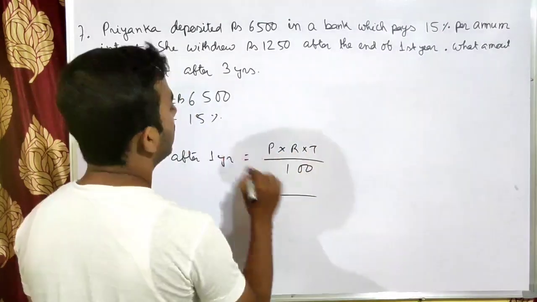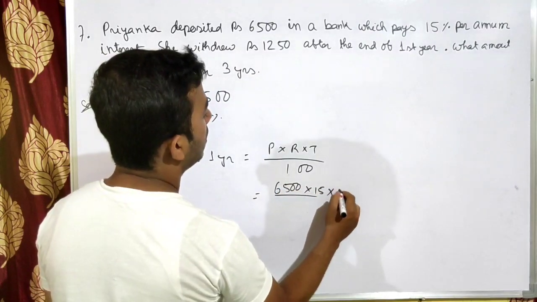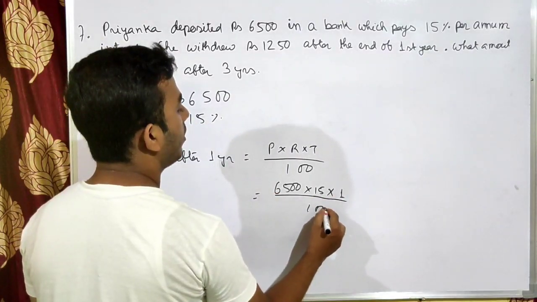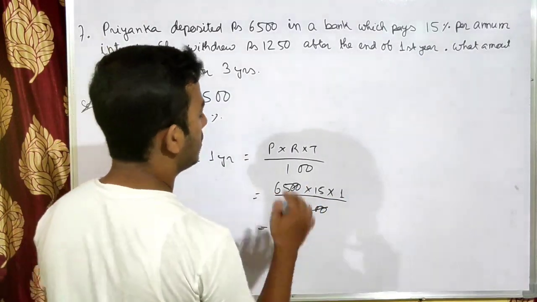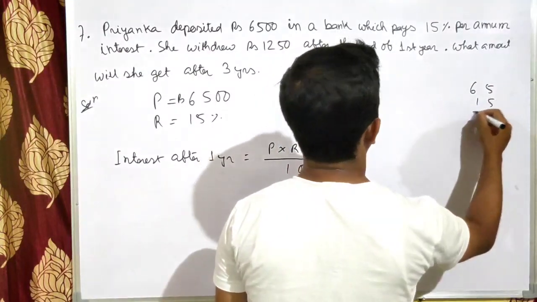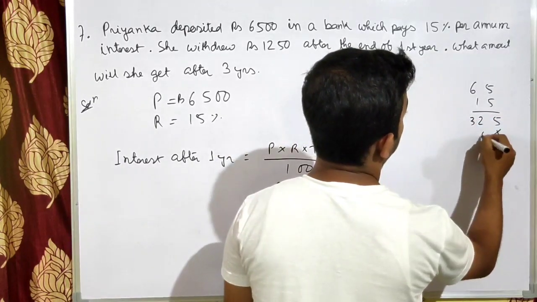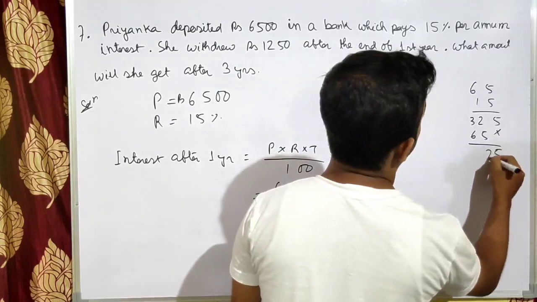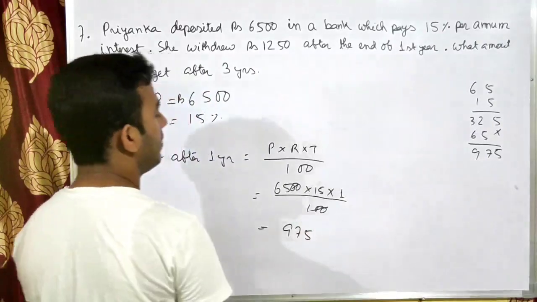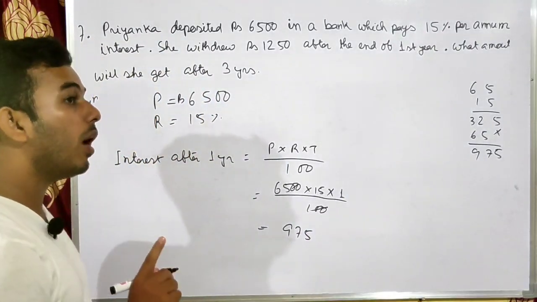So here P is 6,500 into 15 into T is 1, because it is interest after 1 year, divided by 100. 00 cancel. 65 into 15. 5 into 5 is 25, 2. 5 into 6 is 30, 32. Then 5, 6, 5, 7, 9. 975. So now we will write amount of money after 1 year.